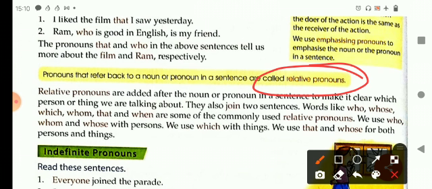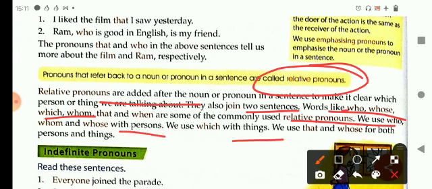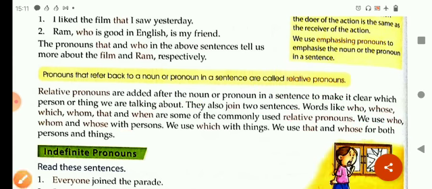Relative pronouns are added after the nouns or pronouns in a sentence to make it clear which person or thing we are talking about. They also join two sentences. Words like who, whose, whom, which, that, when are some of the commonly used relative pronouns. We use who, whom and whose with persons, we use which with things, and we use that and whose for both persons and things.